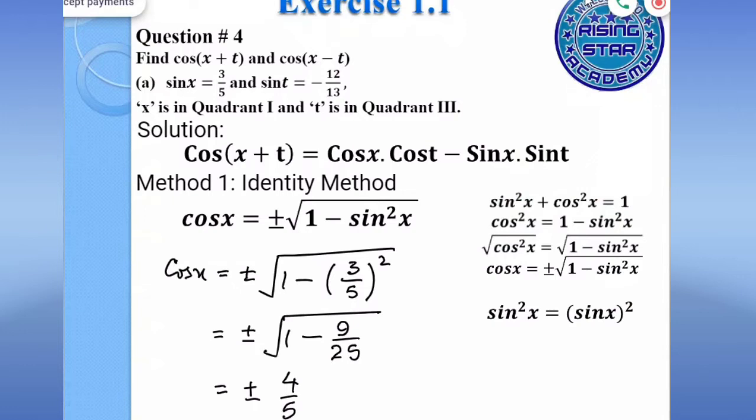So we know that x is lying in the first quadrant, so we'd only take the positive value. So my final result would be cos of x is equal to plus 4 by 5 due to the first quadrant. So that would be my result.